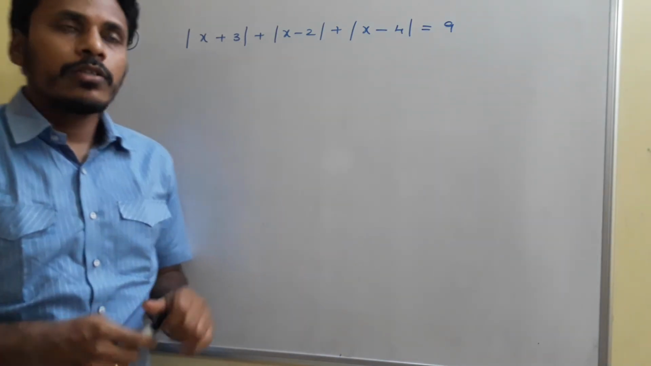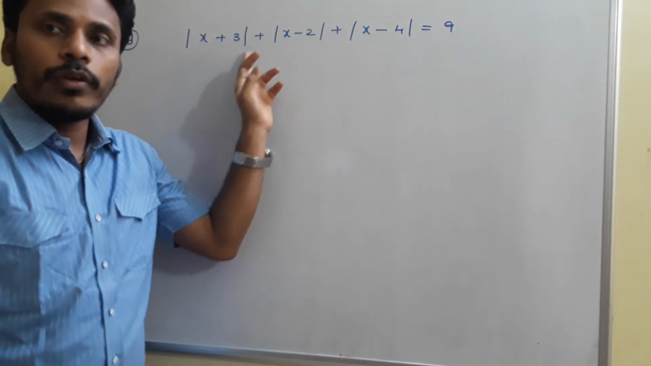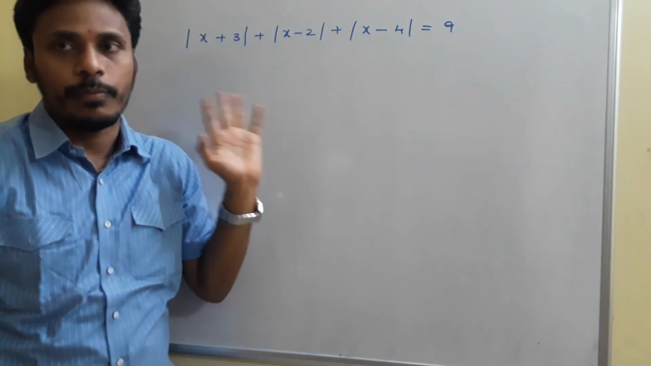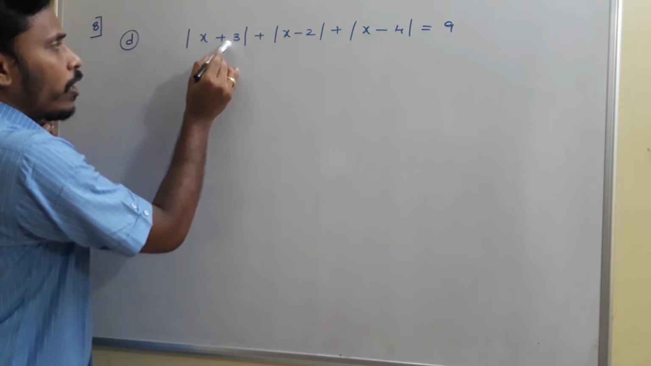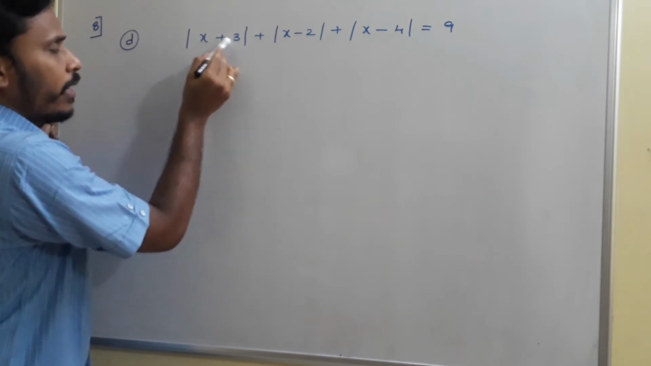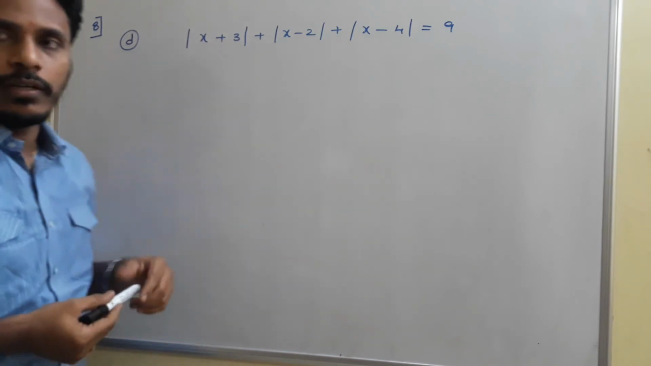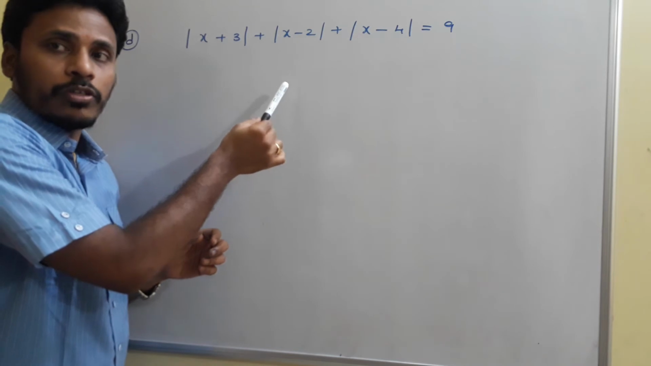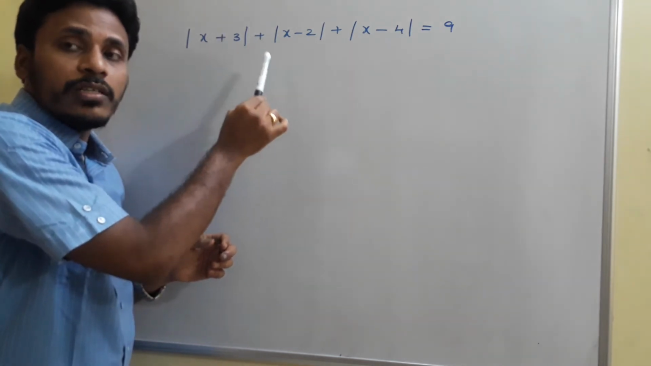So to solve this problem, we need to remove the modulus for these 3 terms, depending on the critical points. See, this x plus 3 is positive or negative depending on the value of x, if it is more than minus 3 or less than minus 3. So minus 3 is the critical point of the term. And for x minus 2, if x is more than 2, this x minus 2 is positive, if x is less than 2, this x minus 2 is negative, and so 2 is its critical point.